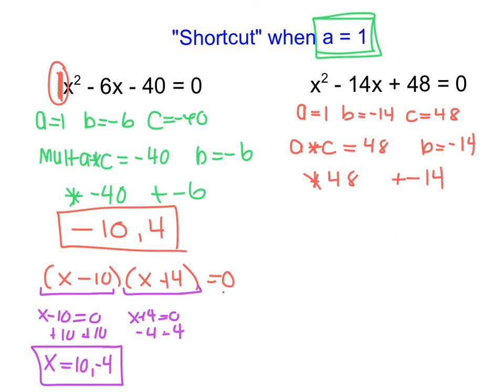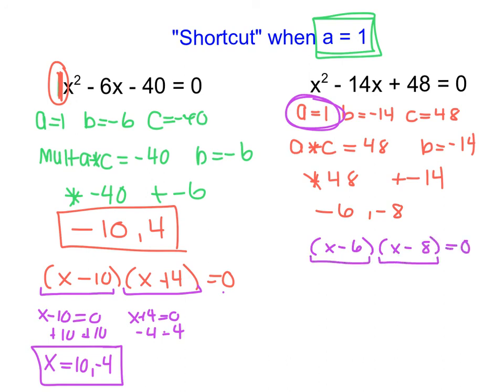So if I walk through the factors of 48, I think about 1 and 48, 2 and 24, 3 and 16, 4 and 12, 6 and 8. And what I realize is that negative 6 and negative 8, when multiplied, give me a positive 48, but add to be negative 14. So now I can use my shortcut because A is equal to 1. So I can say x minus 6 times x minus 8 is equal to 0.